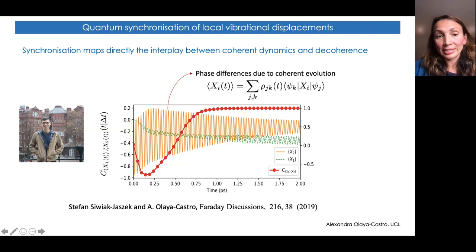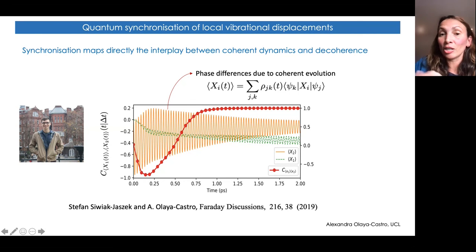So the first thing is that to have any phase differences between the displacements of these vibrations, those phase differences come because we have coherent evolution in the system. So you have a quantum mechanical interaction between electron degrees of freedom and vibration, which means that at the beginning your system is not in an eigenstate of your system, and therefore it will evolve into a superposition, which is associated to these different frequencies that you observe in the displacements.